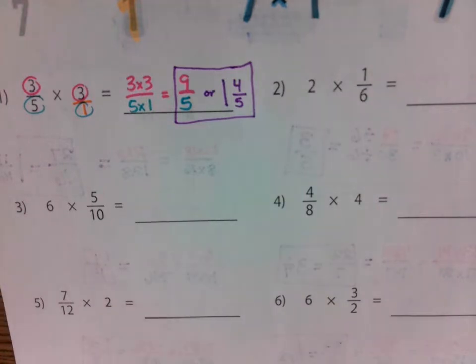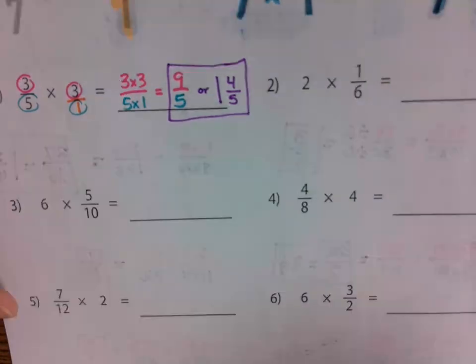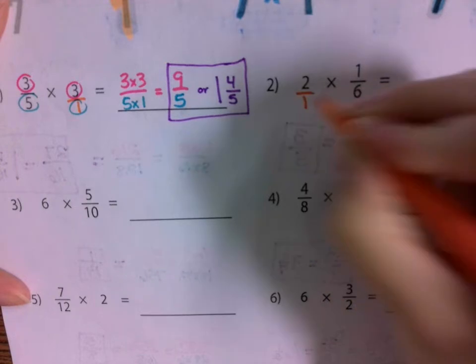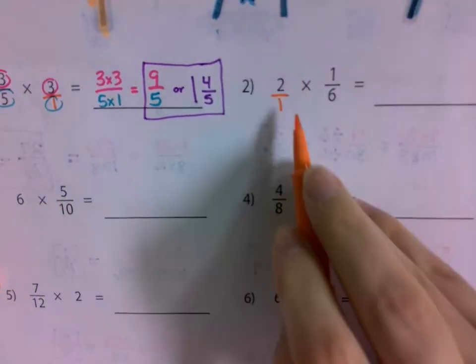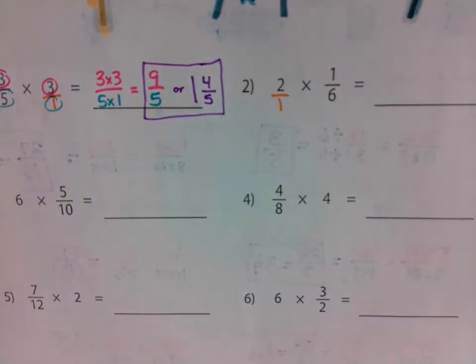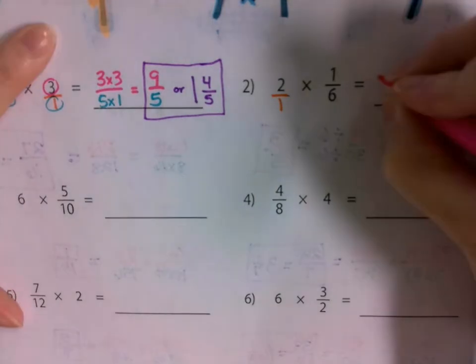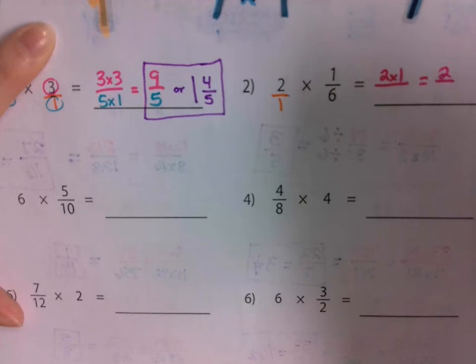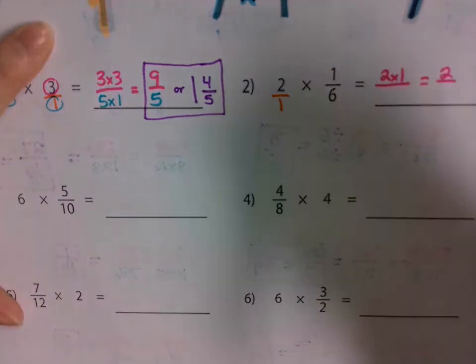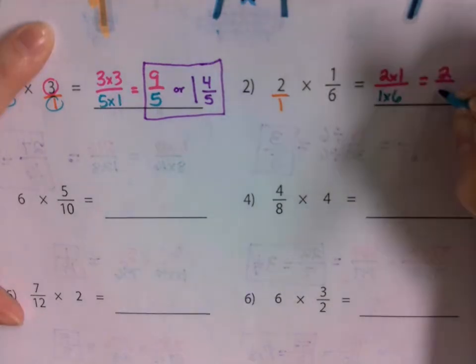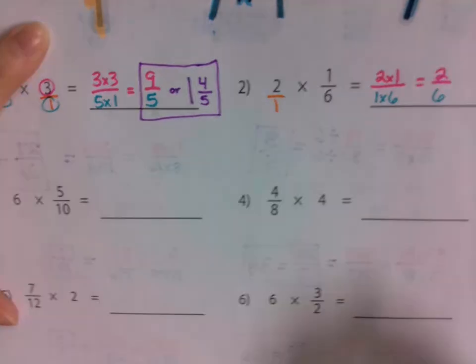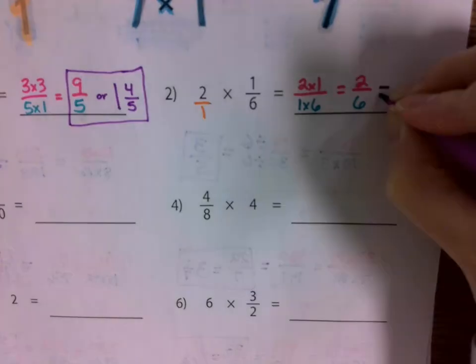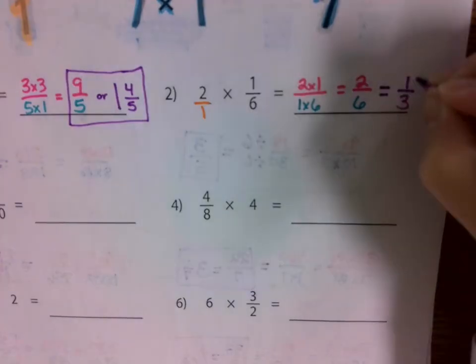Okay, so like I said, these are pretty easy. You're going to take your whole number and put it over 1. So this becomes a fraction of 2 over 1 that we're multiplying by 1 over 6. So we're just multiplying 2 times 1, which is going to come out to 2. Then we're going to multiply 1 times 6, which comes out to 6. And 2 over 6 can be simplified to 1 over 3. 1/3 would be our simplified answer for problem number 2.